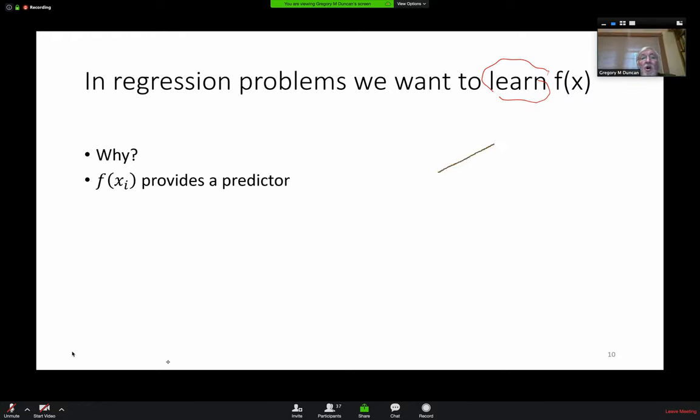So why do we want to learn f? Well, it turns out that f oftentimes provides a predictor. Think of doing ordinary least squares and you get the predicted value. That predicts what the value of y is going to be if x is some given number.